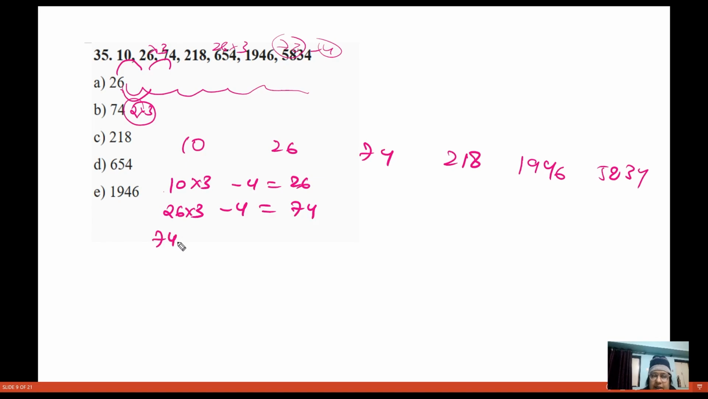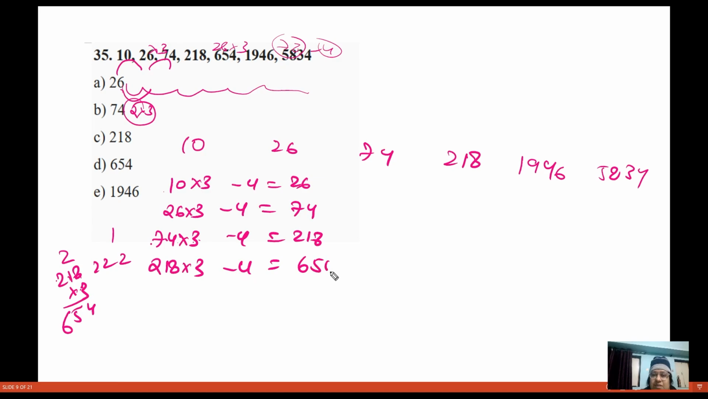Okay, then 74 into 3: 4 threes are 12 and 1, so you have 222, minus 4 is 218. Okay, and 218 into 3: 8 threes are 24, 3 ones are 3, 5, and 2 threes are 6. So 654 minus 4, this is going to be 650. Okay, this is going to be 650, but this came to be 654 only. So this term is wrong. Fine. So we get this so easily. I hope everybody is clear with this thing.